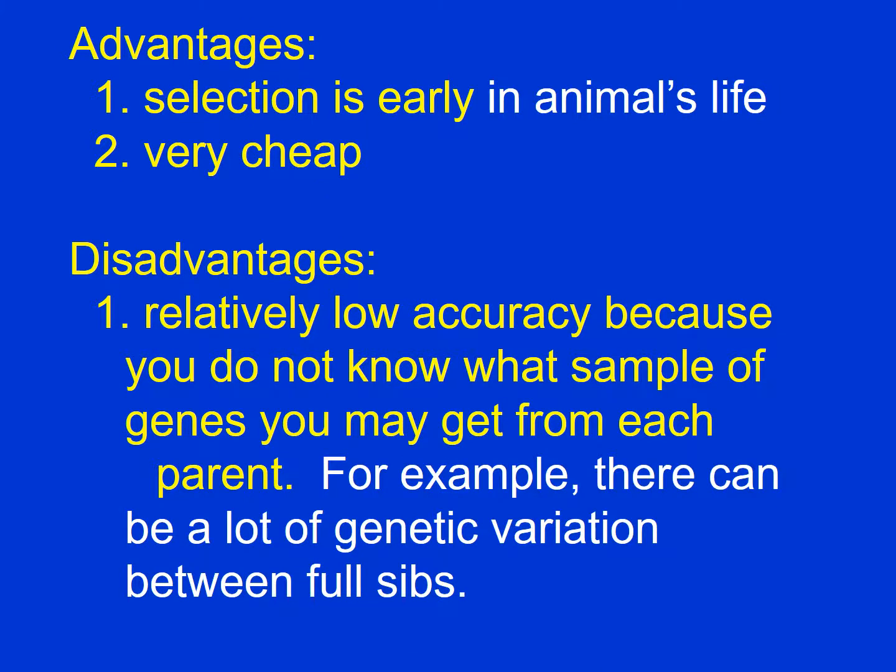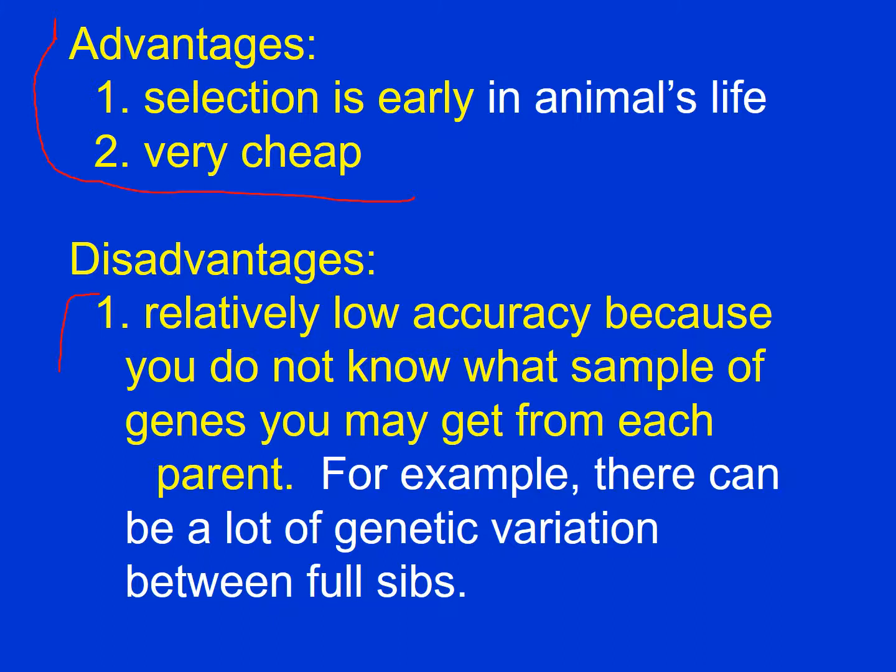Now there are advantages and disadvantages to each of these methods. Advantage of pedigree selection is that we can do it early in an animal's life. In fact, embryos are bought and sold based upon that pedigree index. It's also relatively cheap. We've got the pedigrees there. All we have to do is average the breeding value of the parents.